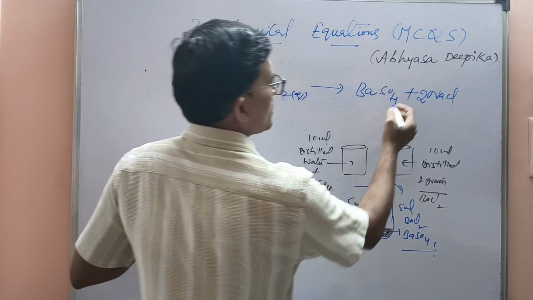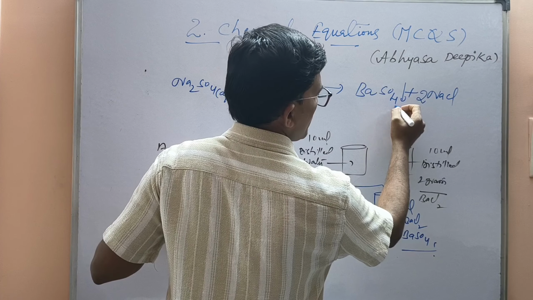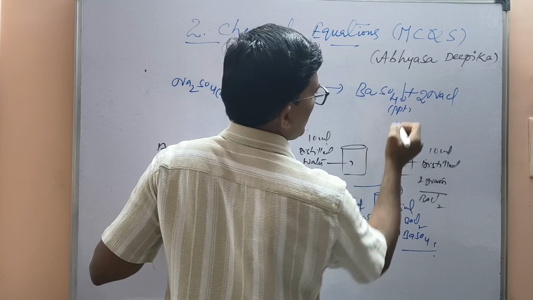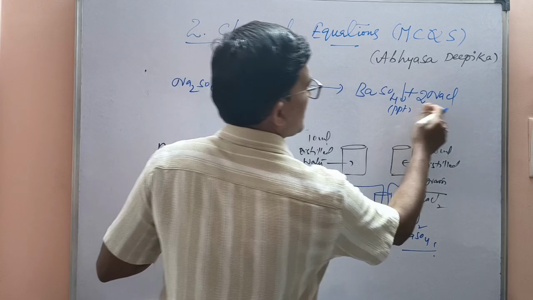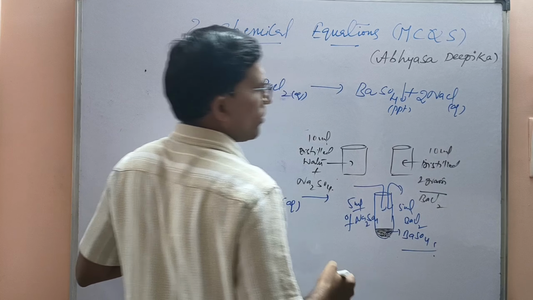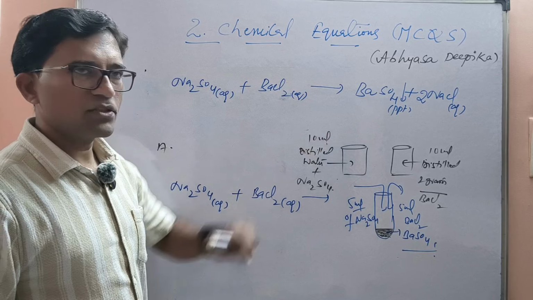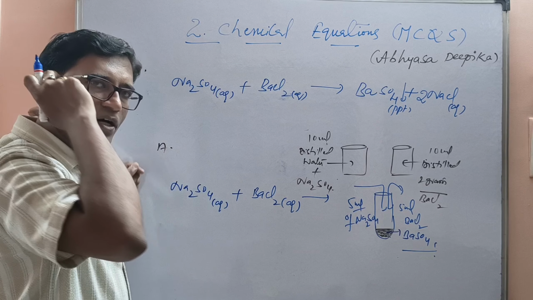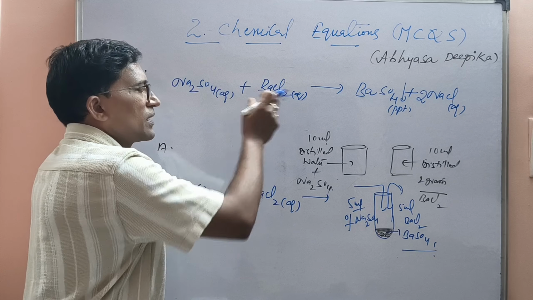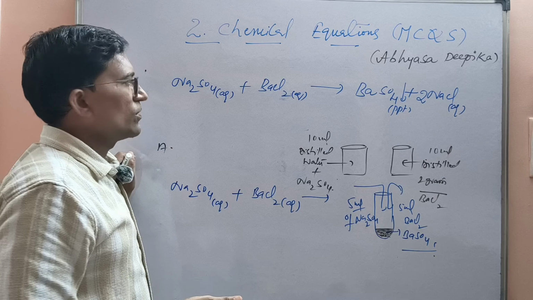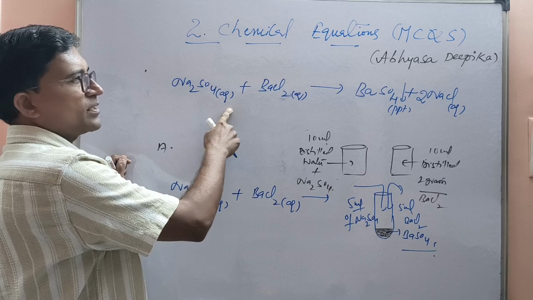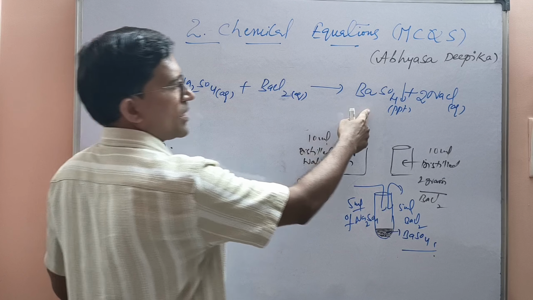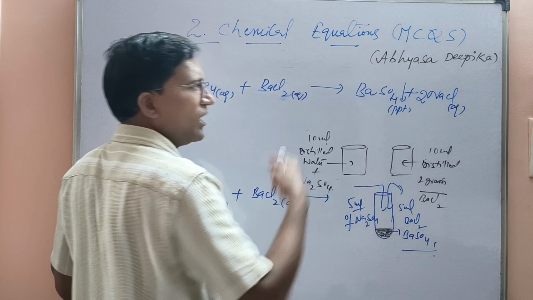So here the precipitate is barium sulfate. This is a precipitate. We can write PPT, meaning precipitate. And NaCl is in aqueous form. It is the salt formed, and barium sulfate precipitate is formed. You should know even the physical states of the reactants and the products. So Na2SO4 aqueous reacts with BaCl2 aqueous, gives rise to BaSO4 precipitate, and sodium chloride salt is formed.